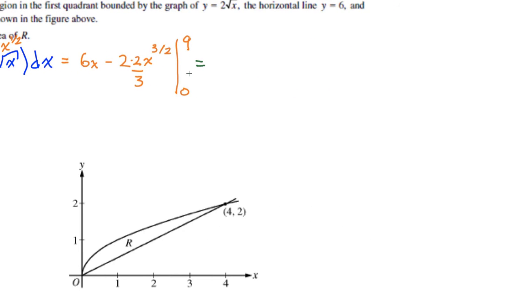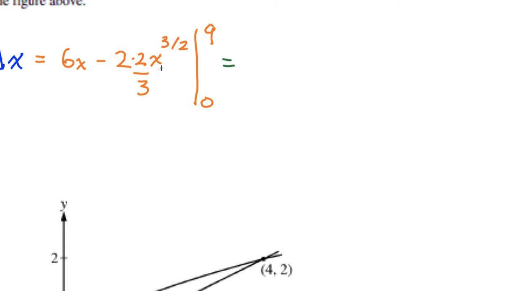Okay, so this is going to be equal to, if I plug in 9 first, it's going to be 6 times 9. So 6 times plugging in that 9. Minus, okay, this is really 4/3, so 4/3, and then I'm plugging in 9 right here to the power of 3 halves. Okay, that's what happens when I plug in 9.